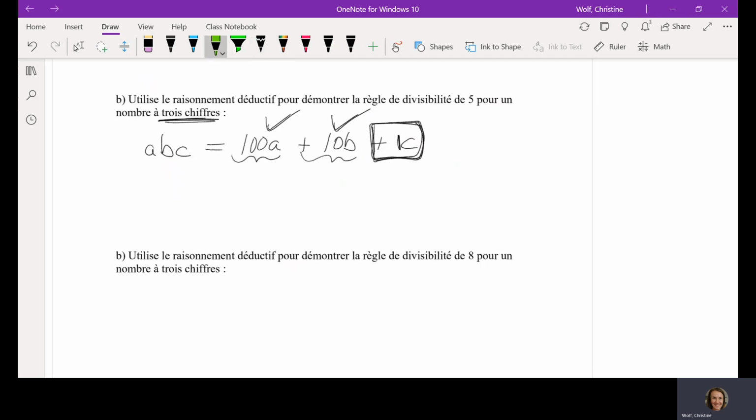So la règle dit que A, B, C est divisible par 5 si, and then you look at what's left over, C est divisible par 5. And didn't we just say that? Didn't we just say that the last digit, as long as that is divisible by 5, so as long as the last digit is a 0 or a 5, then we know we can divide that whole number by 5. So there we go. We just proved it's all about the last digit, because that's what's left over.